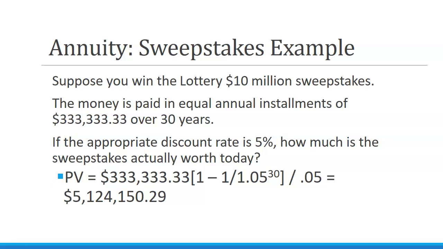If you decided to take the lump sum, the present value of that would be $5,124,150. This is why when you see the lottery figures, what the lottery says it is often has a little disclaimer underneath that says what the lump sum payment is, because to get the full amount, you have to take annuity payments over a series of years.